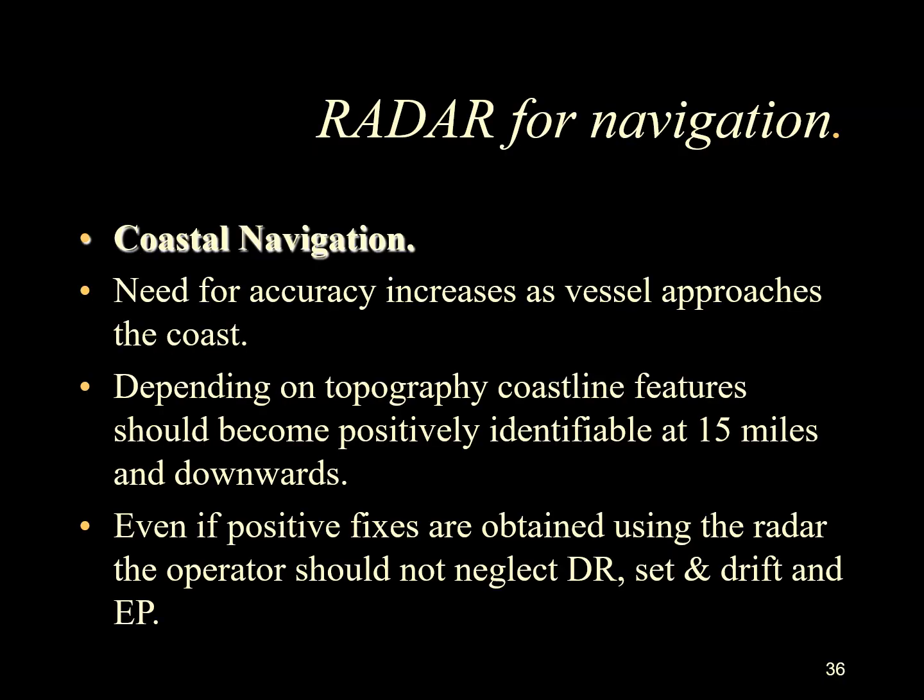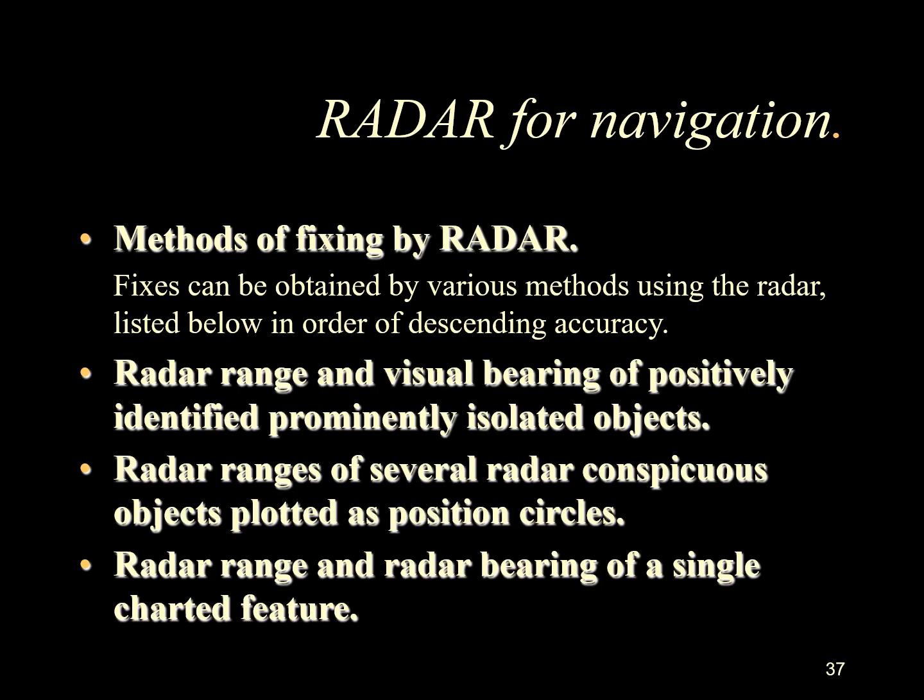Having obtained perhaps a reasonable fix by long-range method, the ship approaches to a distance from the coast where other radar fixing methods are available. The need for accuracy increases as the coast is neared. Depending on the topography, the coastline features should become positively recognizable at a range from 15 miles downwards and seldom less than 8 miles in practice. It should be emphasized here that no matter how simple and direct the radar evidence may be, it is highly dangerous to neglect keeping a proper dead reckoning and estimated position, and to fail to check any drift from fixes obtained.